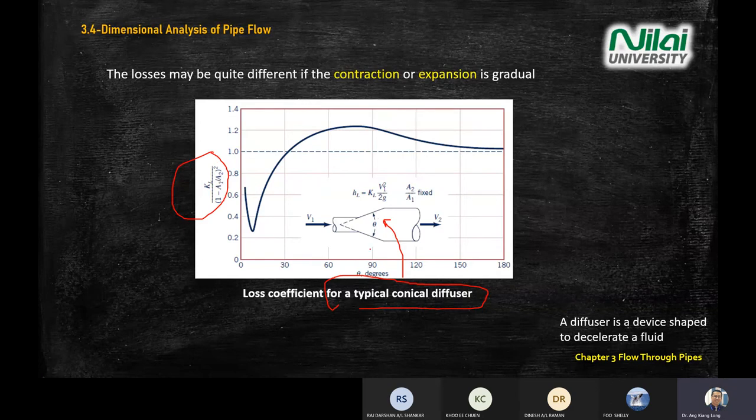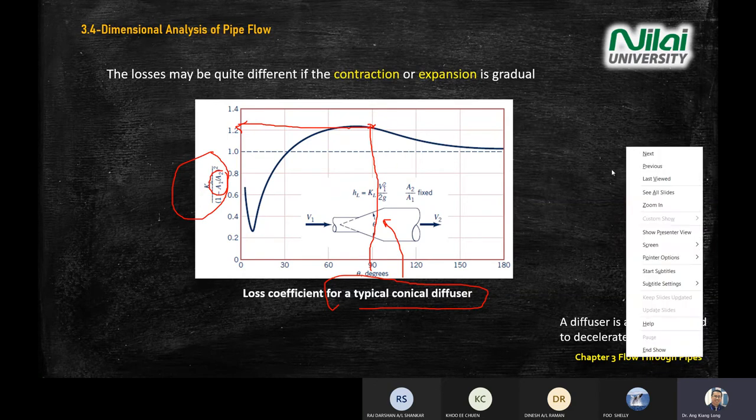Let's say your angle is 90 degrees. So you enter this graph from below, meet this graph, go to the left. You can get your KL. Or you can calculate the value here. You can get your value for your KL.